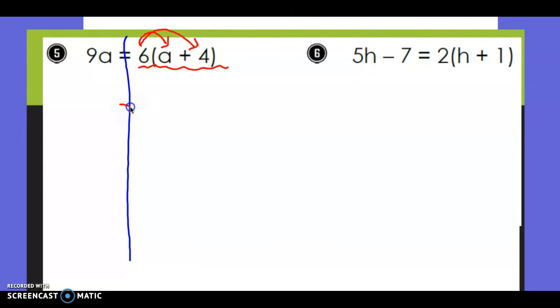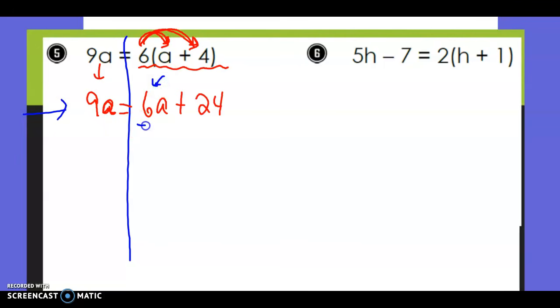So when we distribute on the right-hand side, you will get 6a plus 24. Don't forget to take the 6 times each thing inside the parentheses. And I'm just going to bring down this 9a on my left side. Now what I need to do is get all of my variables on one side. I have a's on the left and a's on the right. So if I want to move all of my variables over here to the left side, then I have to get rid of this 6a.